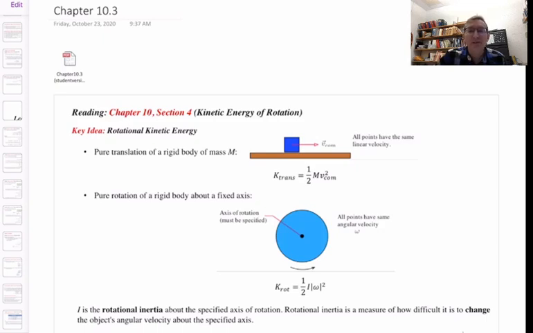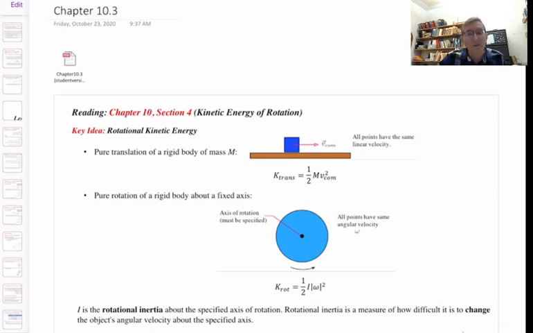Hello again. This is video lecture 10.3, and we're going to be talking about two sections in the book, chapter 10, sections 4 and 5. Chapter 10, section 4 introduces the concept of kinetic energy of rotation.